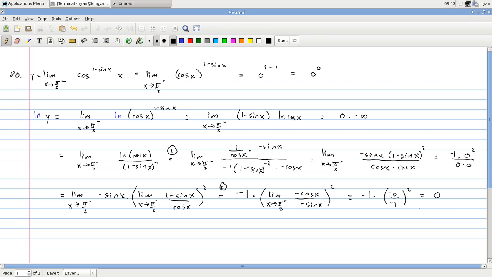However, remember that all of this was equal to the natural log of y. So we'll rewrite this equation. The natural log of y equals 0. Then we exponentiate both sides. This tells us that y is equal to e to the 0, which is 1. That says that the original limit evaluates to 1.